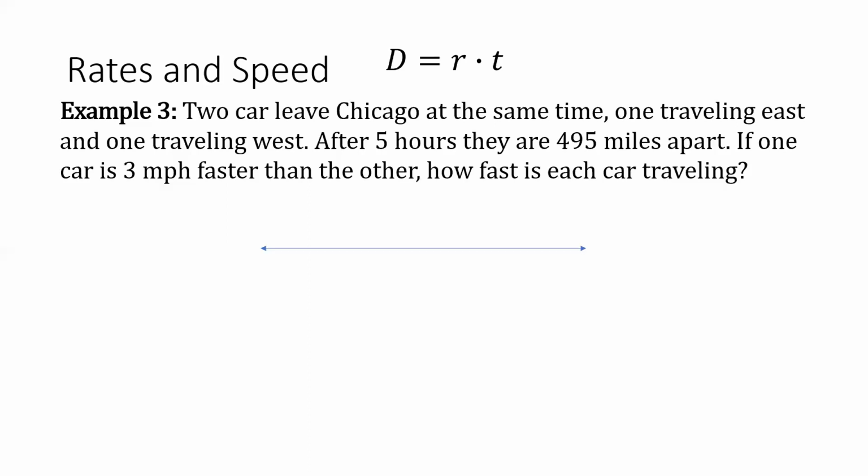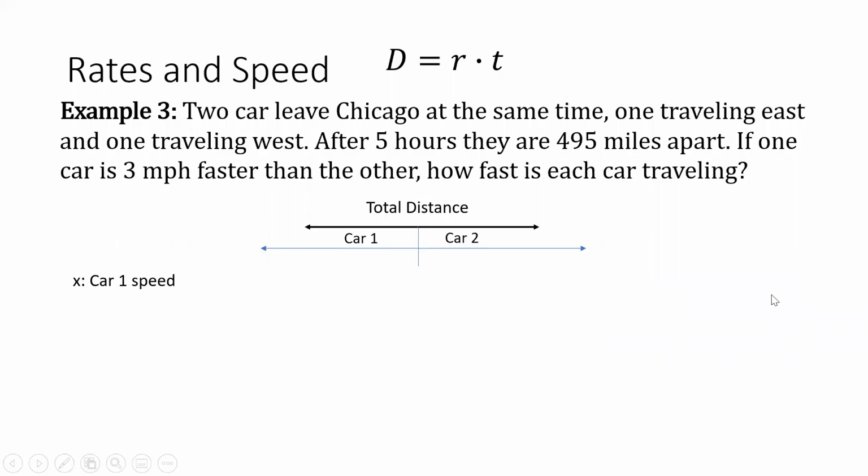So this is one where I like to draw a picture to get things all lined up. We have a starting point, which might be this vertical dash here. I have one car going east, one car going west. Like I said, it doesn't really matter as long as you're aware that they are going in opposite directions. Eventually we're going to find out their total distance is that 495 apart. Now we have to describe their speeds.